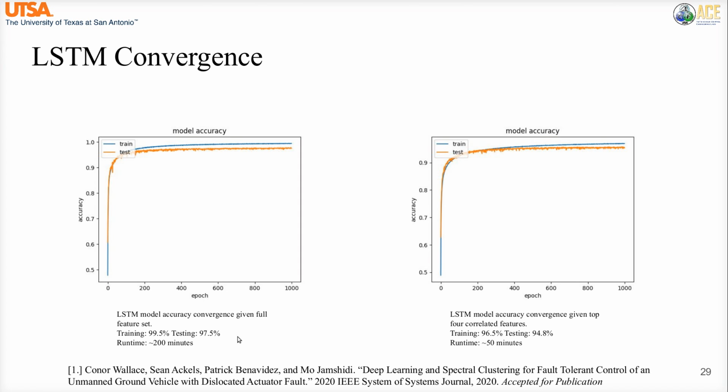The other thing to keep note of is that the full feature set took approximately 200 minutes to train for 1,000 epochs. And this is based on the fact that it takes the first few epochs roughly 3 seconds to train. So if you multiply that by 1,000, you end up getting roughly 200 minutes. The thing is, though, that's not necessarily true.